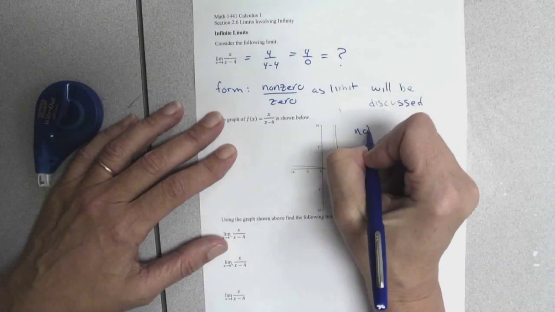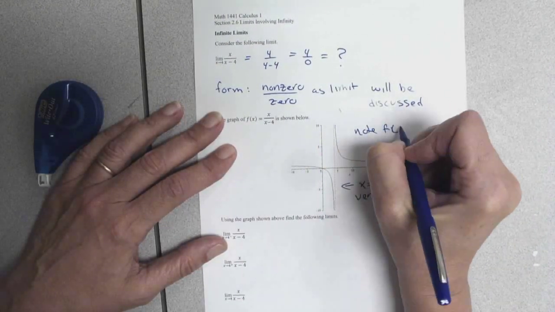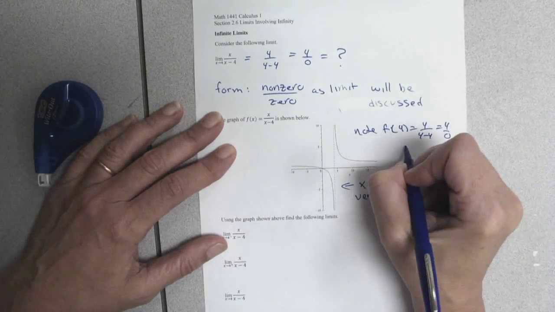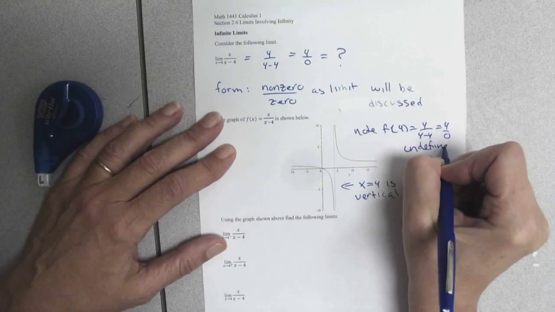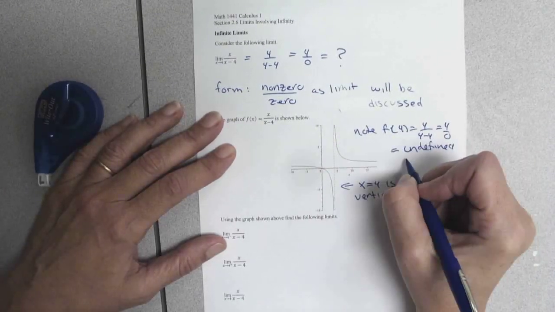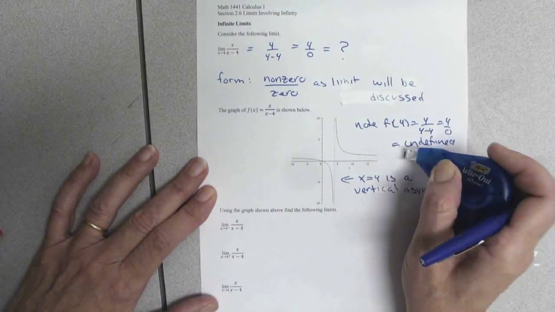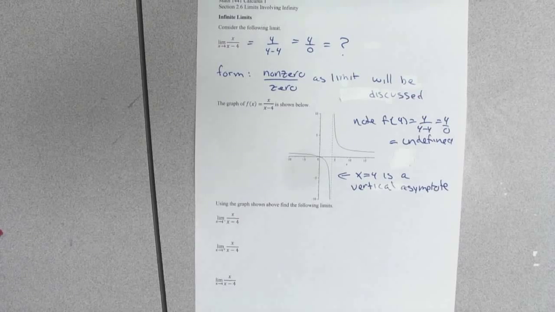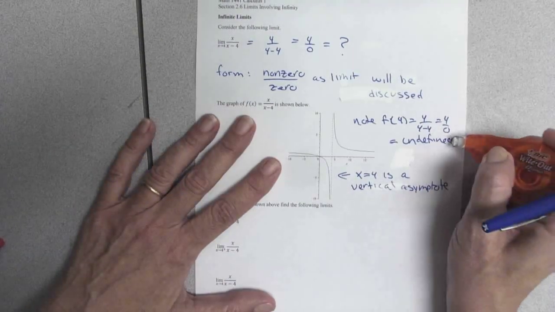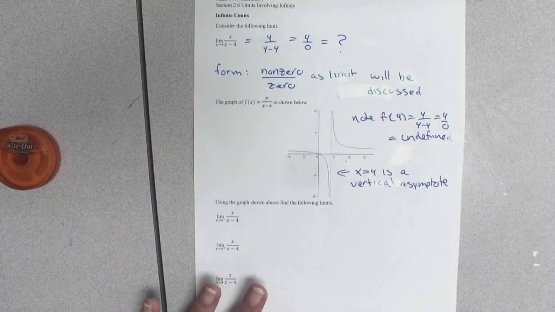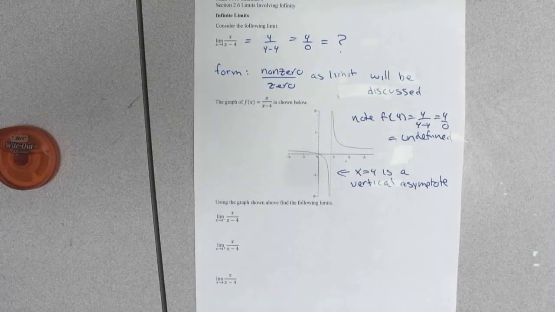And we note that the functional value, f of 4, is undefined, and that's one of the reasons why we get that asymptote. Now, just because a function is undefined does not mean you will have a vertical asymptote, and we'll talk about that more later. What other requirements do you need to have a vertical asymptote? But the first requirement is that your function is undefined.